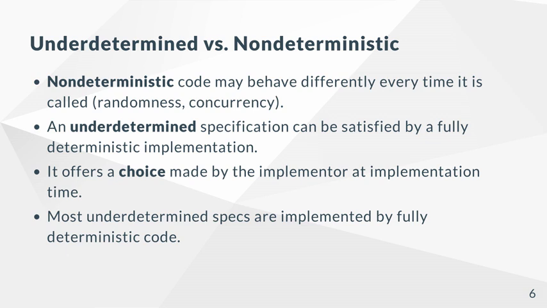It is important for CS majors to distinguish underdeterminism from non-determinism. Non-deterministic code behaves differently each time it runs. Think of a random number generator or race conditions in concurrency. However, an underdetermined specification can be satisfied by a perfectly deterministic implementation. The implementer makes a choice at the time they write the code, like always searching from the beginning, and that choice remains fixed even though the spec allowed other options.